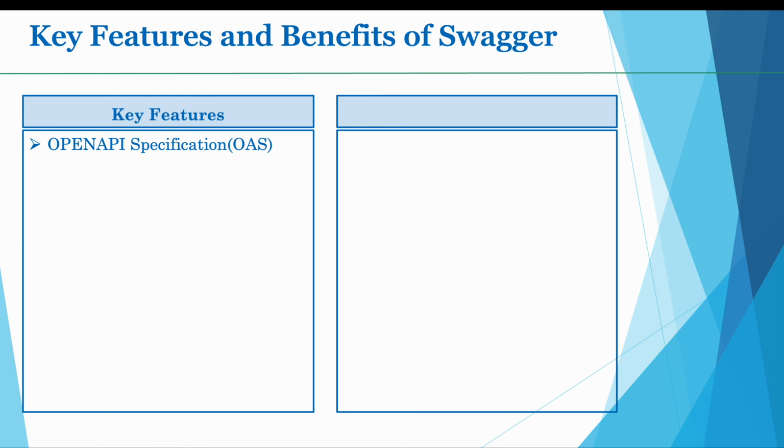So the first one we have is OpenAPI specifications. Swagger is based on the OpenAPI specification. It is a widely adopted standard for defining RESTful APIs. The OAS provides a structured format for designing API endpoints, operations, parameters, request response payloads, and much more.